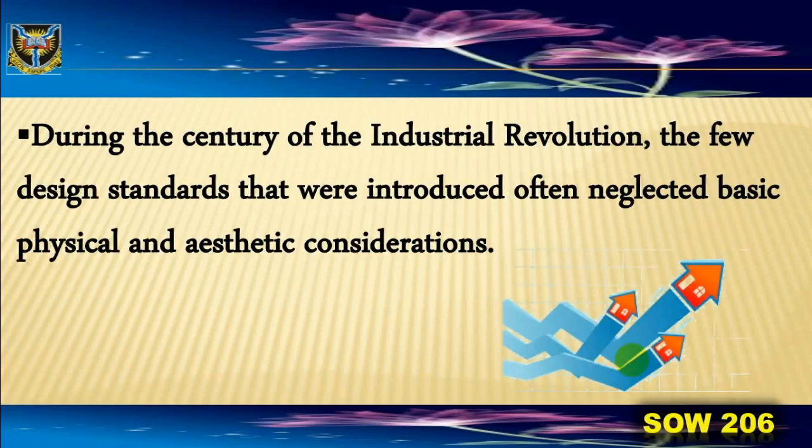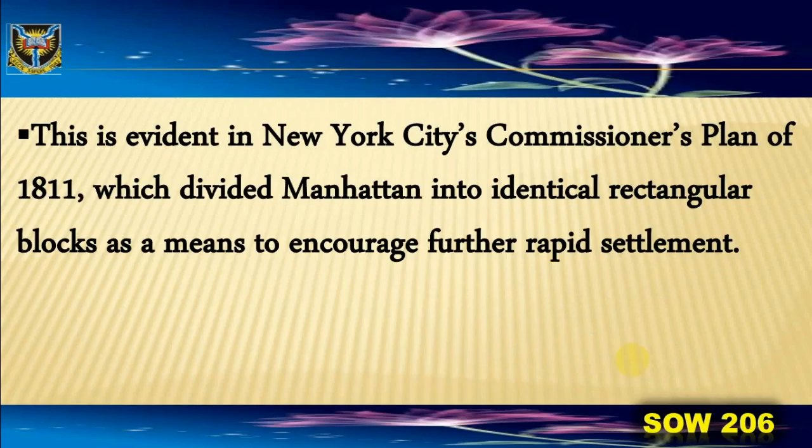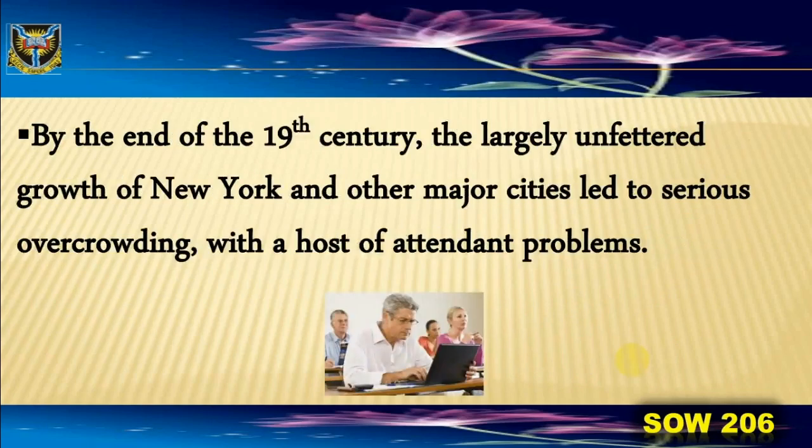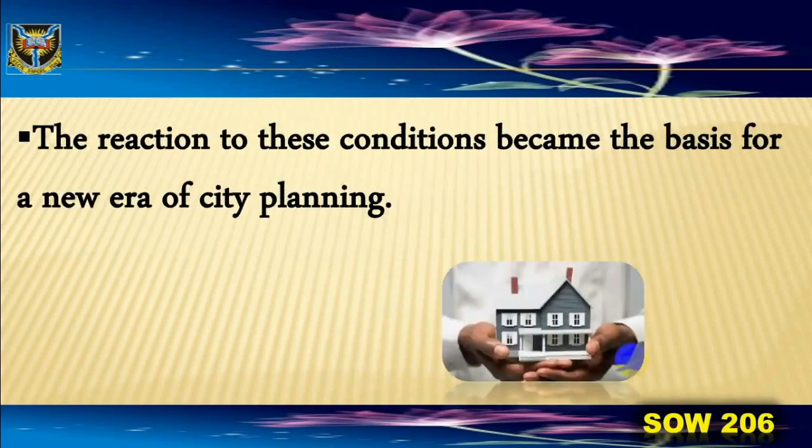During the century of the Industrial Revolution, the few design standards that were introduced often neglected basic physical and aesthetic considerations. This is evident in New York City's Commissioner's Plan of 1811, which divided Manhattan into identical rectangular blocks as a means to encourage further rapid settlement. By the end of the 19th century, the largely unfettered growth of New York and other major cities led to serious overcrowding with a host of attendant problems. The reaction to these conditions became the basis for a new era of city planning.